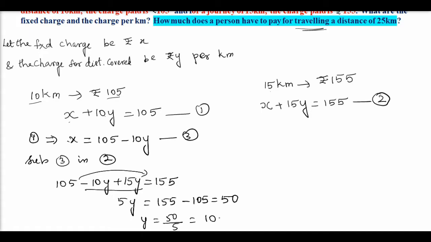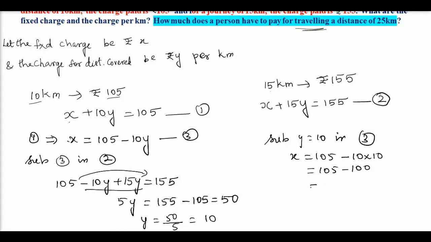Okay, so the charge per kilometer is 10 rupees. Now we'll go for X. We'll go to the third equation. So substitute Y equals 10 in equation 3. So I get X equals 105 minus 10 into 10. So it's 105 minus 100, that is 5. So X equals 5. So we have got the fixed charge.